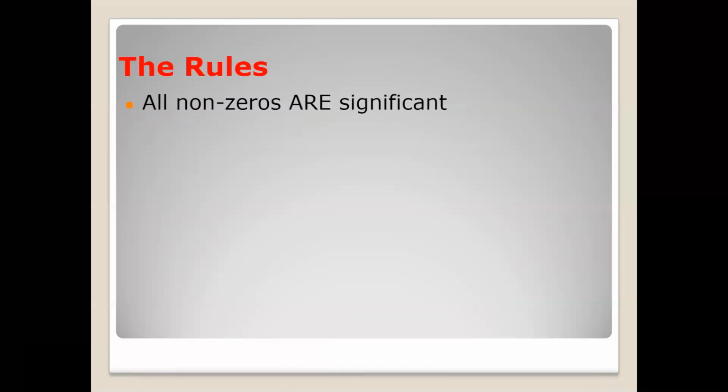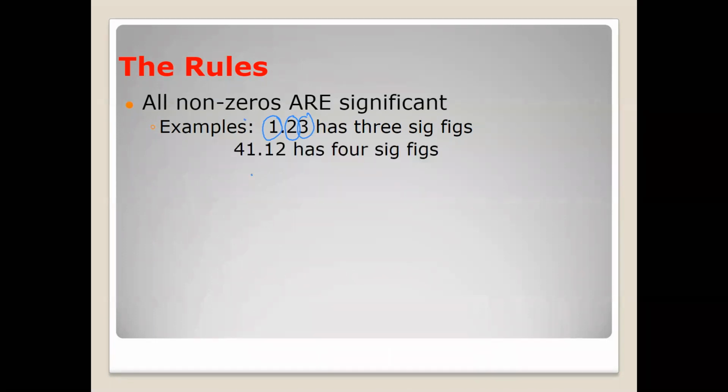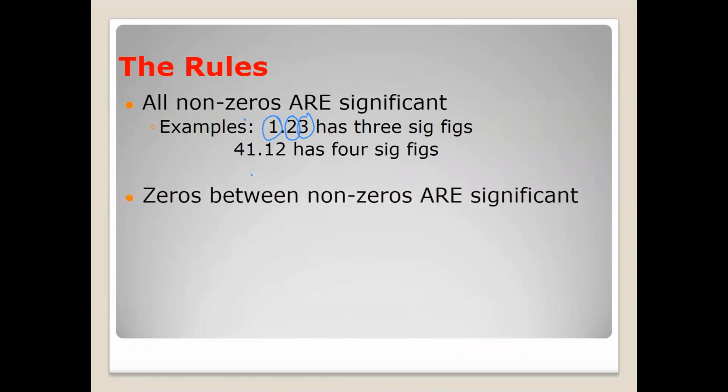So first of all, any digit that's not 0 is going to be a significant digit if you're looking at a number. So for example, this 1.23 has 3 significant figures in it, or 3 significant digits, because you have this one right here, 2 and 3, 3 significant figures. Another example: this one would have 4 significant figures because there's 4 non-zero digits there.